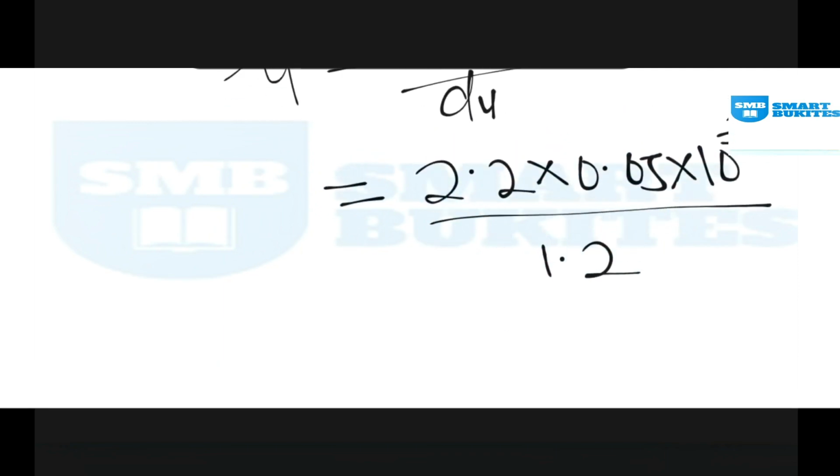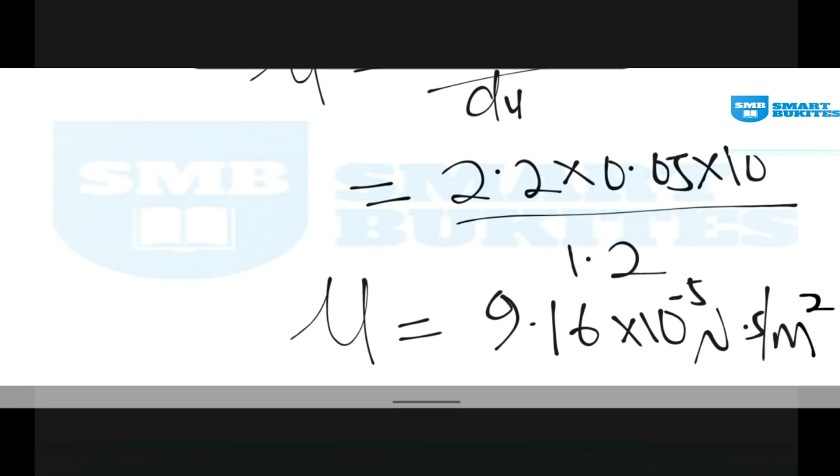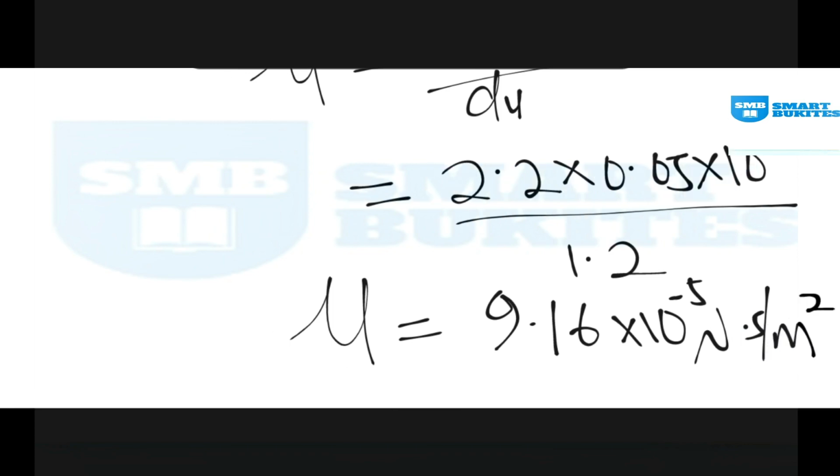Calculating this, you will see that the viscosity is equal to 9.16 times 10 to the power of negative 5 Newton second per meter square, which is the unit for dynamic viscosity.